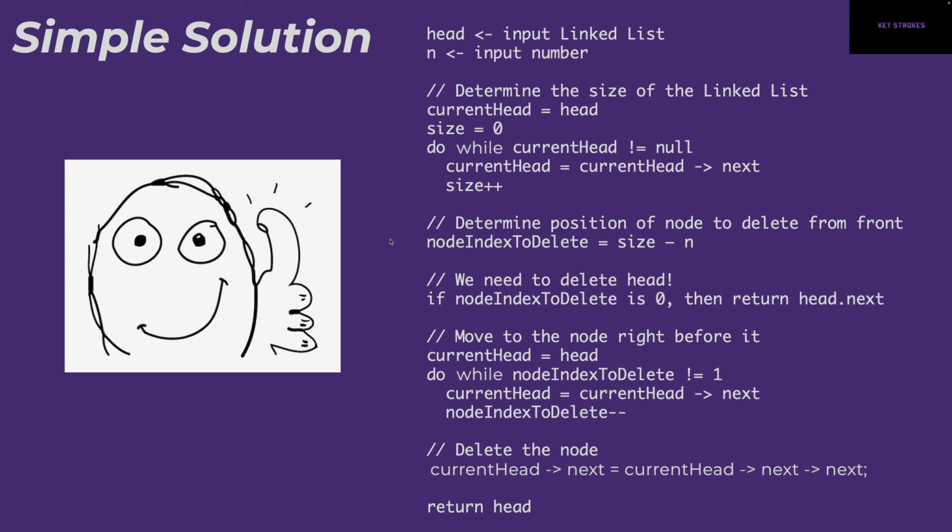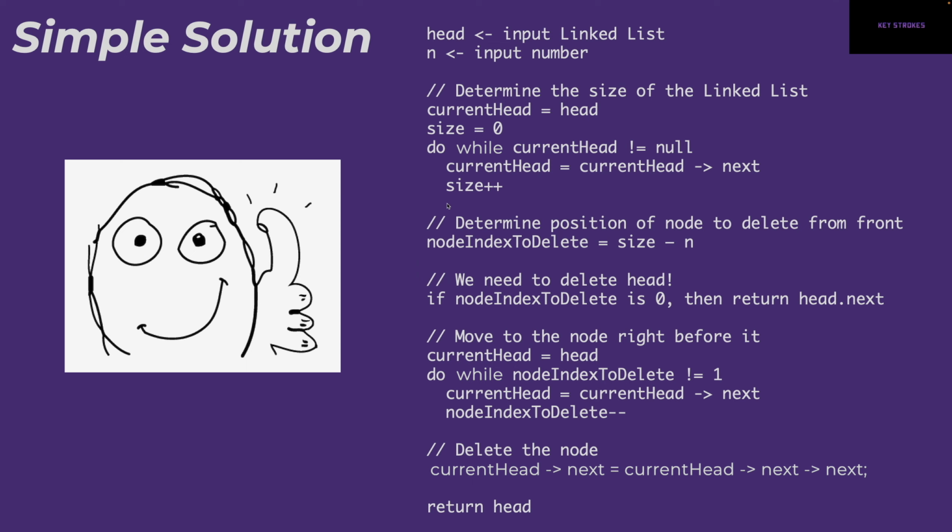Okay, so here's the pseudocode for the solution that we just discussed. So we have the inputs as head, which is the input linked list. Then we have a number n, which is the position of the node that we need to remove. So the first thing we'll do is to determine the size of the linked list. And we can do that by running a while loop where we assign current head as the head that was provided to us, and then initialize a variable size as 0. And then we run the loop until current head becomes null. And inside the loop, we keep moving current head to the next node in the linked list. And as we keep moving, we keep incrementing our size.